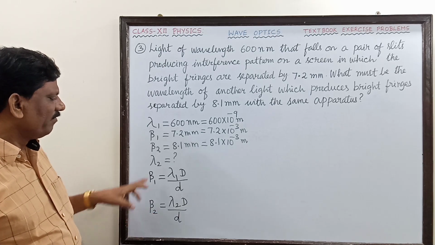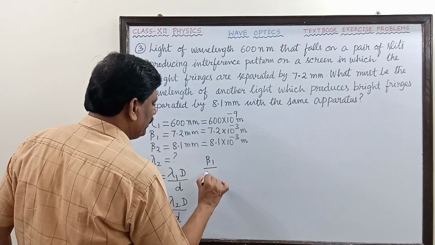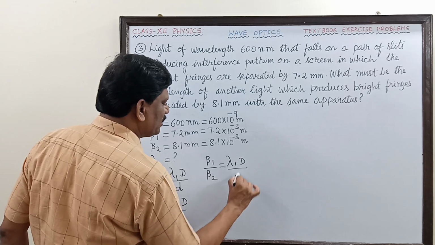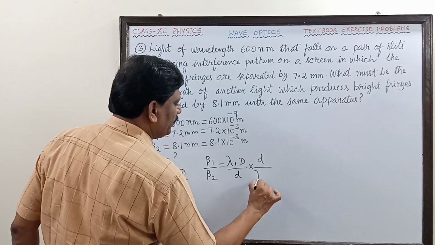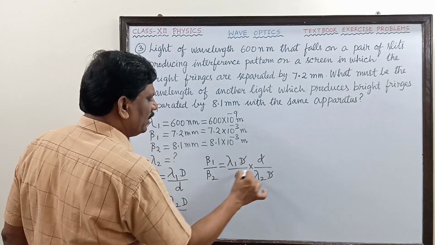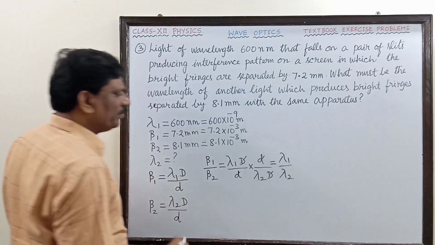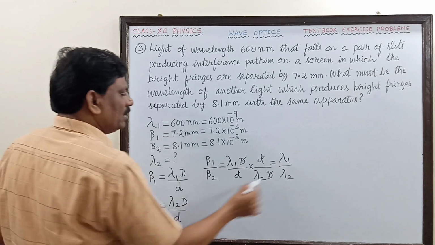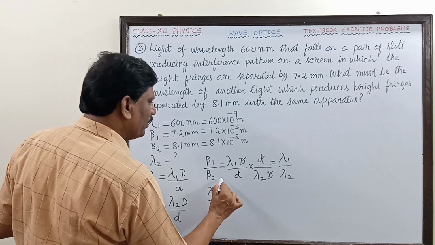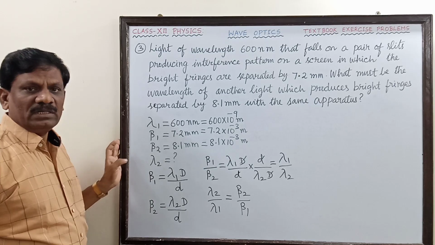So now I am going to find lambda 2 by dividing these two equations. So beta 1 divided by beta 2 is equal to lambda 1 capital D divided by small d into small d divided by lambda 2 into capital D. Okay, so capital D and small d get cancelled. So this will be equal to lambda 1 divided by lambda 2. We need lambda 2, is it not? So lambda 2 divided by lambda 1 is equal to beta 2 divided by beta 1.